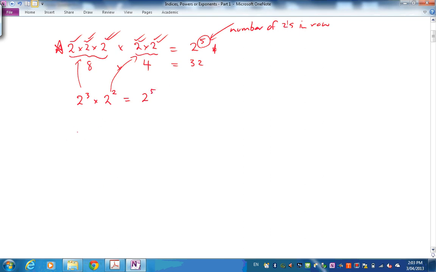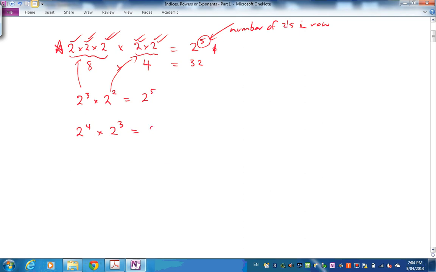I want you to think about this problem now. 2 to the 4th by 2 cubed. And can you write that out in full? I want you to pause the presentation now and see what you reckon that comes to by writing it out in full.